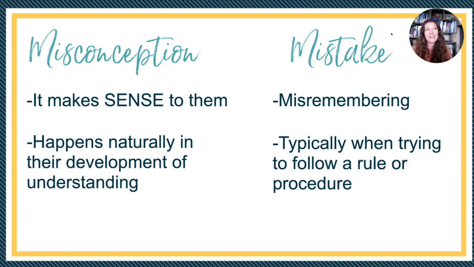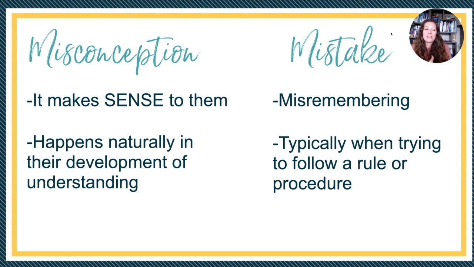So a mistake is often when a child misremembers something like a fact or a procedure. It happens usually when they're trying to follow a rule and a procedure, but they don't remember the exact steps. Or they see a fact, like sometimes when I see 4 times 3, I think 7, just because I see 4 and 3. And I think, that makes a 7 because I added instead of multiplying. That's a mistake. That is not something based in my understanding of mathematics.